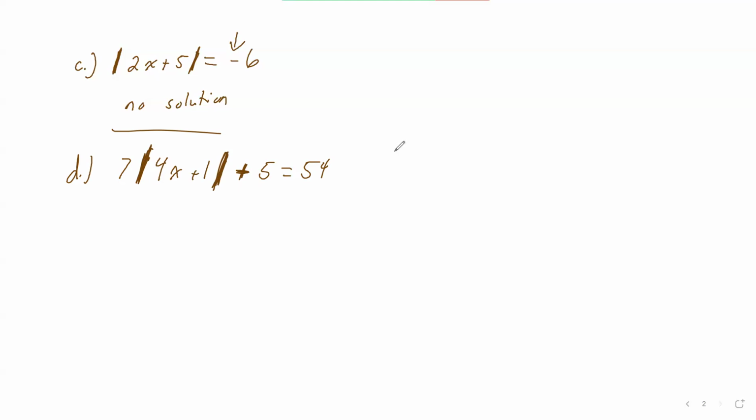All right. So before you can set up your two equations, you have to isolate the absolute value. So I first have to get rid of this plus 5 and this times 7. Then I can split up my two equations. So how do I get rid of this plus 5? I'm going to subtract 5. 54 minus 5.